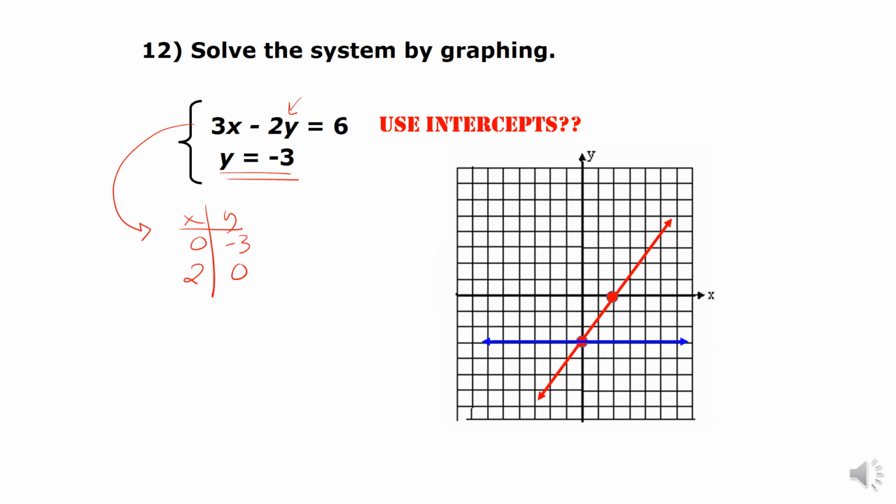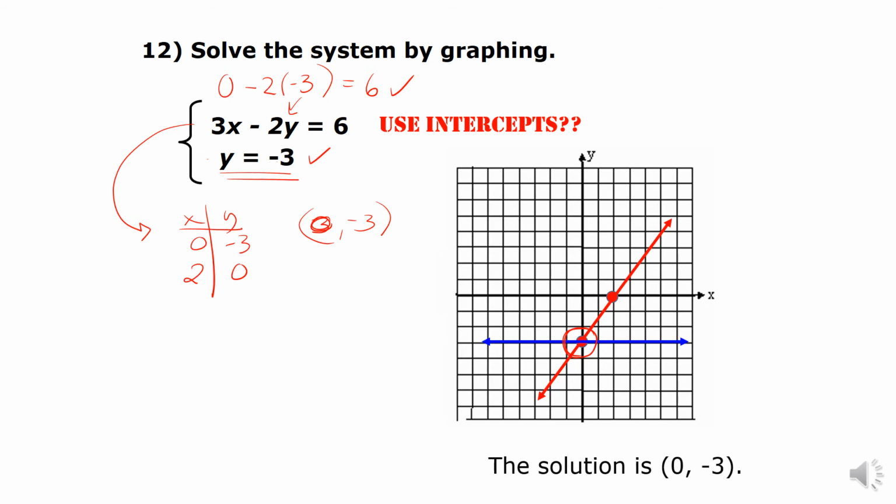And then I'm going to graph the other one, and it looks like this is my y-intercept, or my solution. It's also the y-intercept of both lines. So we would check it at 0, negative 3, okay, is my solution. Now plug it in. Negative 3 equals negative 3, it works. And 3 times 0 is 0, minus 2 times negative 3 equals 6, and that works. So we got the correct solution.